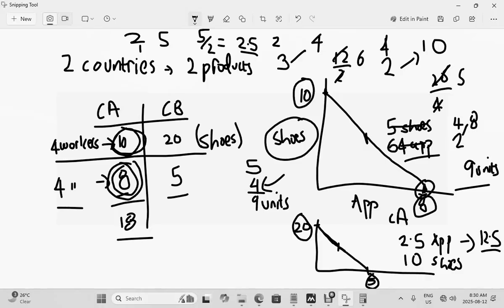So now you have 2.5 units over here, and then you have 6 refrigerators. So this is 2.5, and this is 6. All right, so 6 plus 2.5 is 8.5. So this is a total of 8.5.